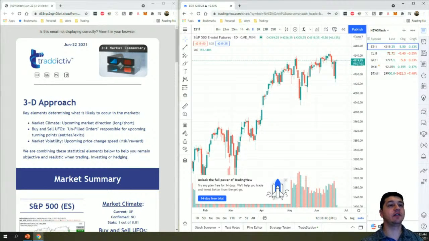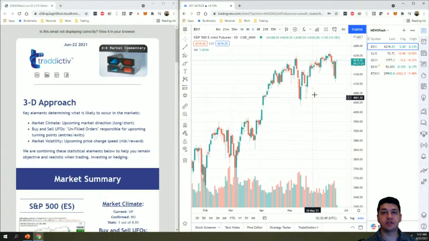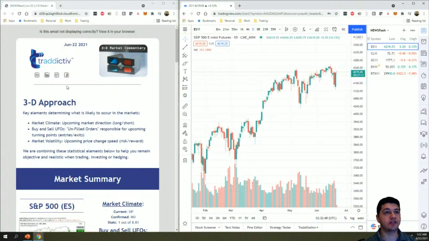All right, so this is our 3D approach. This is our newsletter that you would be getting on a daily basis. I just realized that this workspace is not my workspace here, but we'll go ahead and get that changed. Why do we call it a 3D approach? Because we're looking at 3 dimensions of the market. That's the market climate, which is basically giving us the market direction, if we should be looking for long or short opportunities. And then, of course, buy and sell UFOs, unfilled orders, which is the proprietary technology that we use to get entries and exits. And then, of course, market volatility. What is the speed of our risk and reward tolerances that we have in that market? Should we be increasing our risk appetite or decreasing it? Should we be shooting for higher rewards, or keeping it a little more conservative?